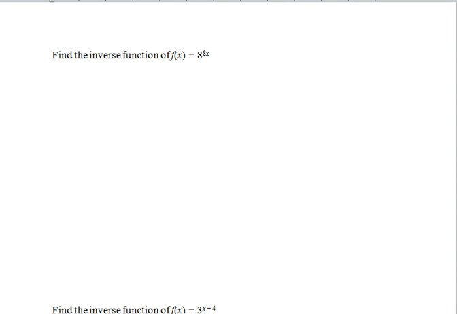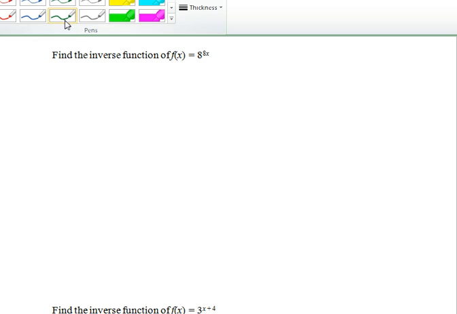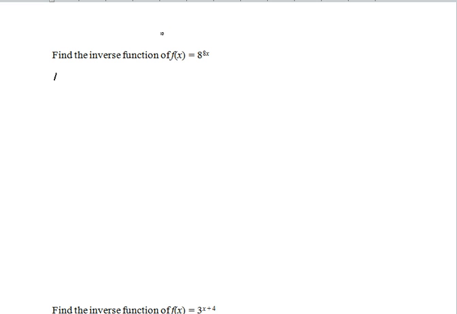Find the inverse function of f of x equals 8 to the 8x. And so, first of all, let's write the two-variable form for the equation of the given function f of x. It would be y equals 8 to the 8x.